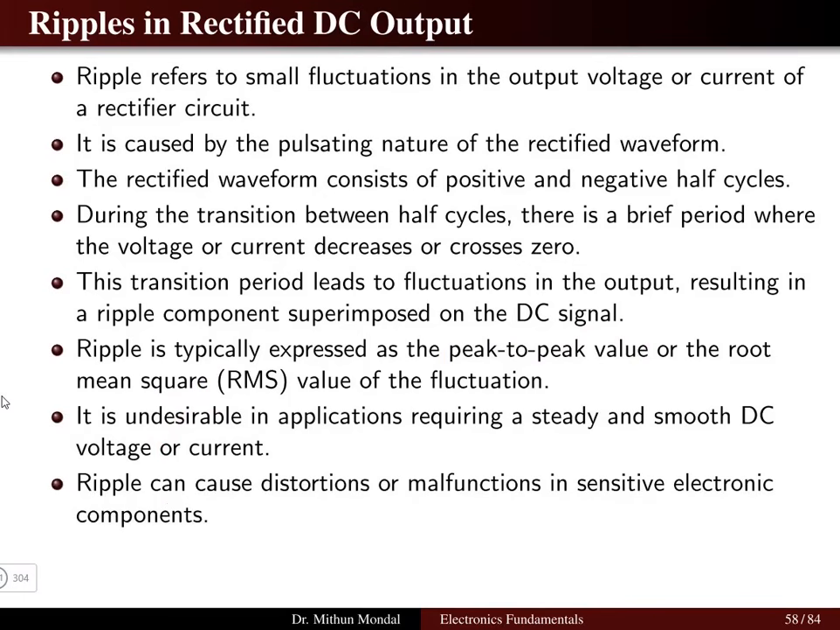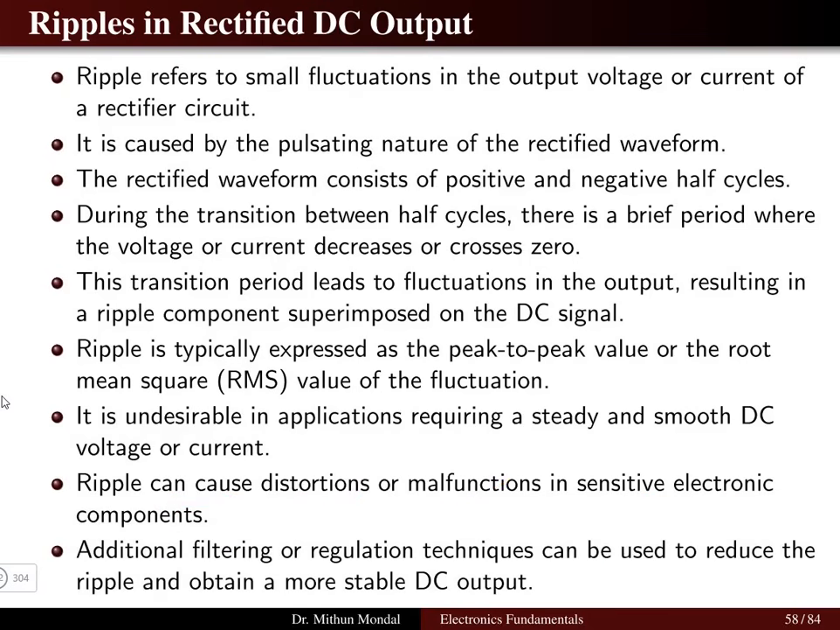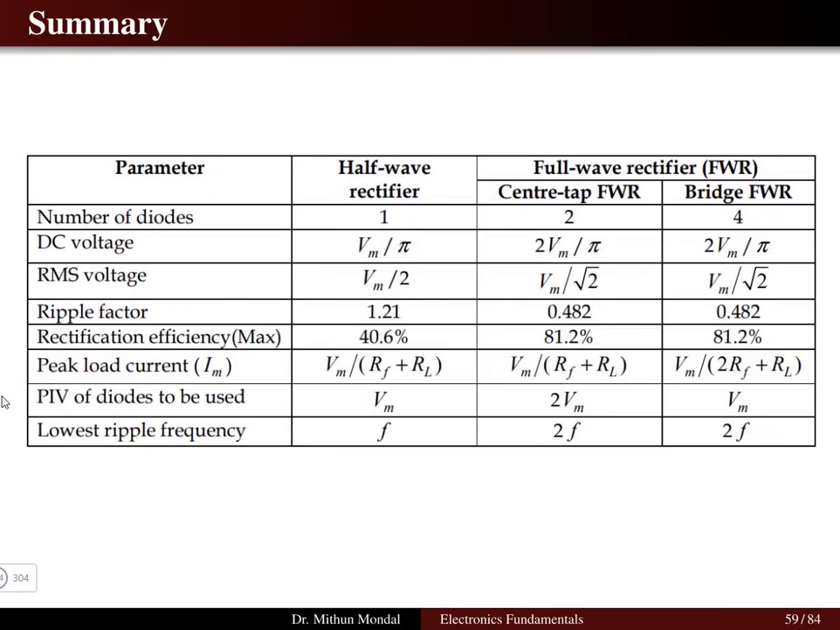It is undesirable in applications because we require a steady and smooth DC voltage or current. Ripple can cause distortion and malfunctioning in sensitive electronic equipment. Hence, we need to put in a filtering or regulating technique so that we obtain a stable DC output. So ripples are basically the fluctuations which cause losses, and through filtering and regulating techniques we can control them in the output DC voltage.